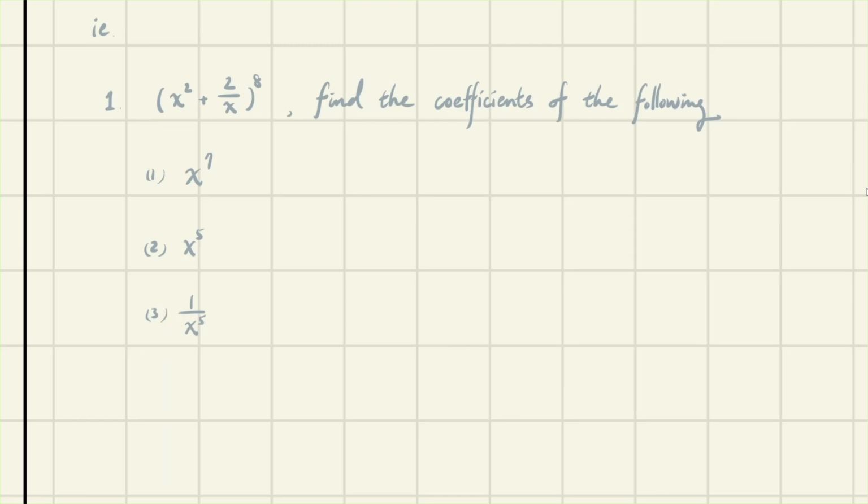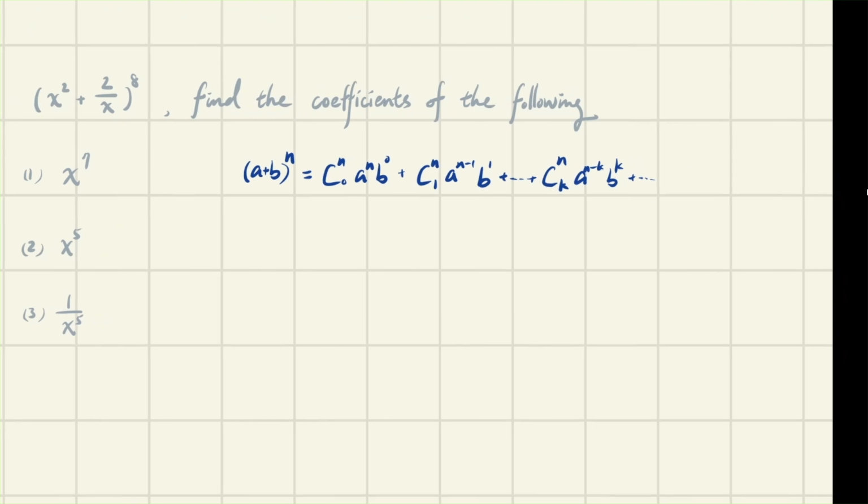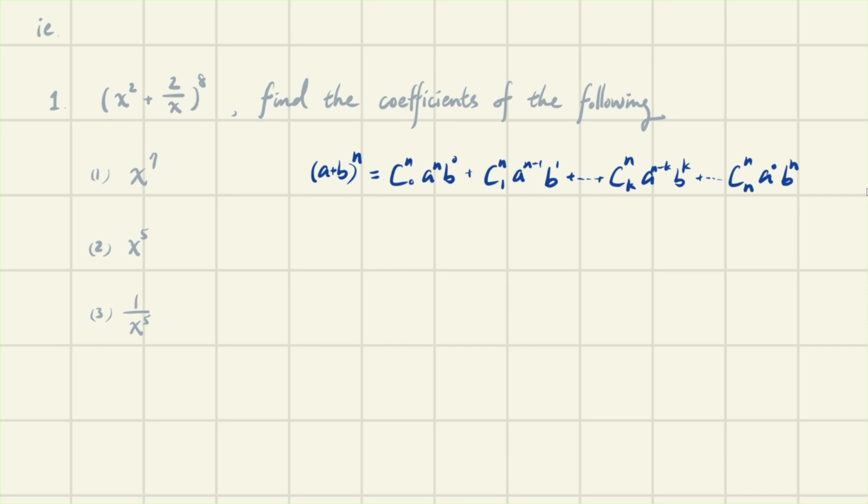Now, from the binomial theorem, we know that, recall, (a plus b) to the power of n equals n choose 0, a^n b^0, plus n choose 1, a^(n-1) b^1, plus dot dot dot, plus n choose k, a^(n-k) b^k, plus dot dot dot, all the way to n choose n, a^0 b^n. Now I would advise you to pause the video first and try it out yourself.